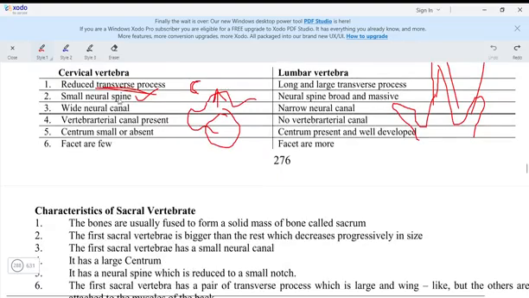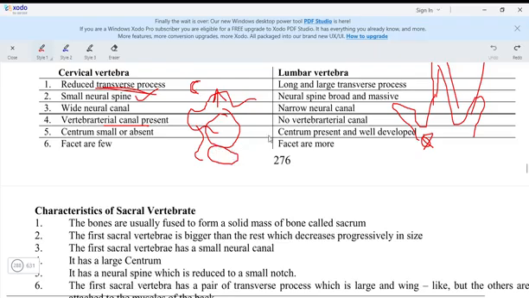Then vertebral canal is present in cervical. That means tiny hole where blood will pass. But this one doesn't have any vertebral canal where blood will pass. Then the centrum of cervical is either small or absent. So that means it will be difficult to see, though it is there, but it's not always very visible.